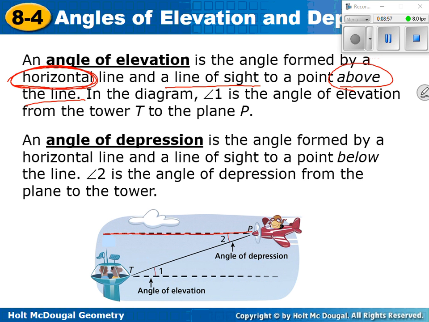Most of the time, that's not going to be drawn in your picture, and you're going to have to think, where's my imaginary horizontal line? So that's your line of sight, where you're looking. If this is my horizontal and I'm going down, that's an angle of depression. If this is my horizontal line and I'm going up from the horizontal, that's an angle of elevation. So just think about your horizontal. Is your angle formed by going up, or is your angle formed by going down? Elevation's up, depression's down. Questions? All right, so angle of depression is formed by a horizontal and the line of sight below the line.